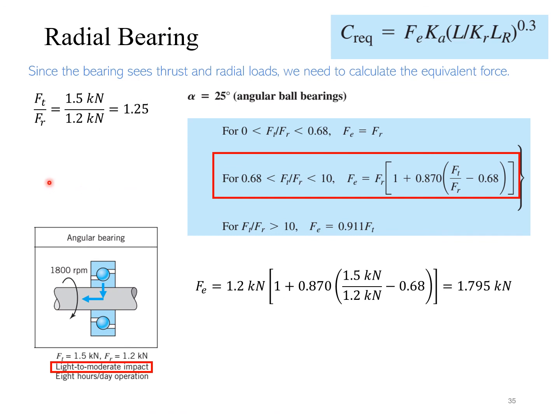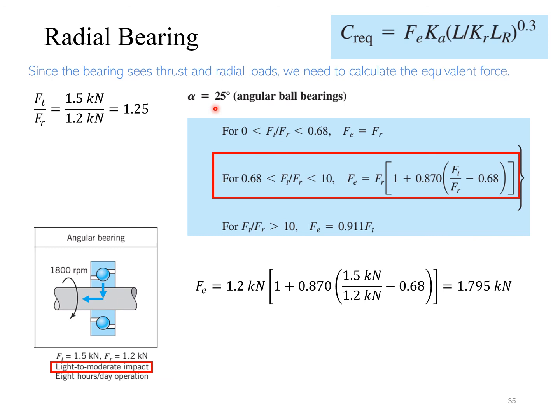Next, let's go ahead and run the calculations for the angular ball bearing. You're going to see it's going to be almost the same thing. The general equation does not change here. We have to calculate equivalent load, application factor, and reliability factor. The change is going to come here in the equivalent load.